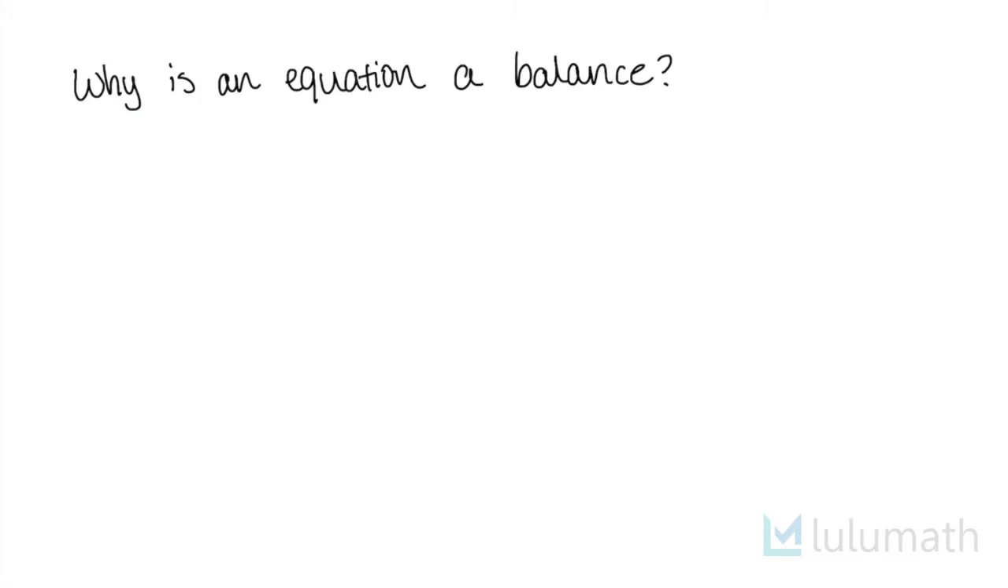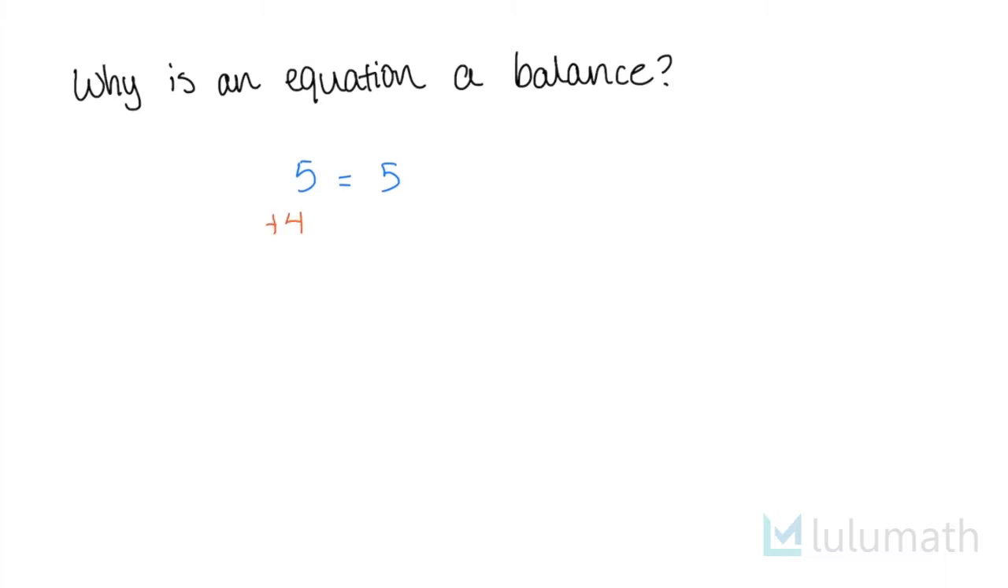Now, a really good question we have to ask ourselves is, why is an equation a balance? We have to know the answer to this so we can fully understand what we're doing when we're solving equations. So for example, if I had 5 equals 5. 5 equals 5 is an equation. The two sides of my equation are equal to each other. There's no variable in it, but it's still an equation. Now let's add an arbitrary number, a random number. So I'm going to add 4.